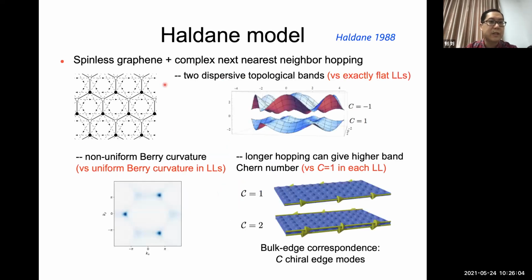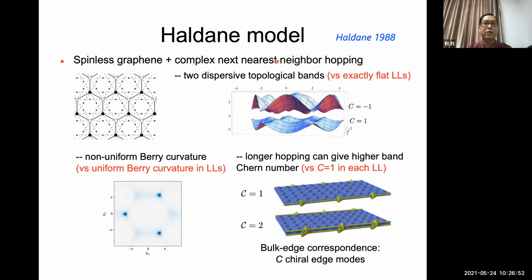So the Haldane model is just spinless graphene with real nearest neighbor hopping plus complex next nearest neighbor hopping. This complex next nearest neighbor hopping can be imagined as a result of some local magnetic fields. However, the directions of adjacent local magnetic fields are opposite, so the net magnetic field is still 0. And this Haldane model has two energy bands carrying Chern number +1 and -1 respectively. So if the Fermi energy is within the band gap, and the lower band is completely filled, then we have the integer quantum Hall effect on the lattice.